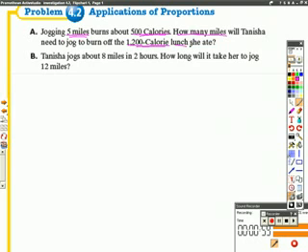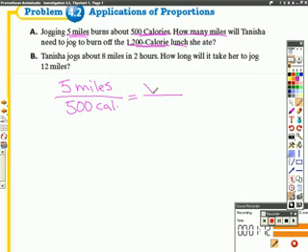So we're going to set it up as a proportion. 5 miles, 500 calories. And we're going to set that equal to X miles, 1,200 calories. And so what we want to do is solve the proportion.